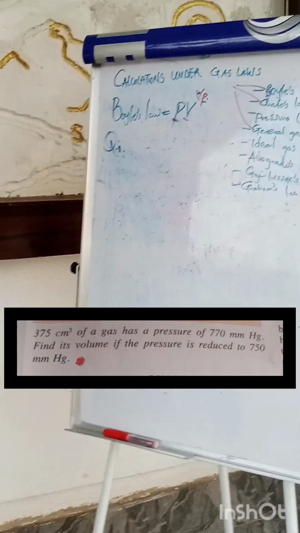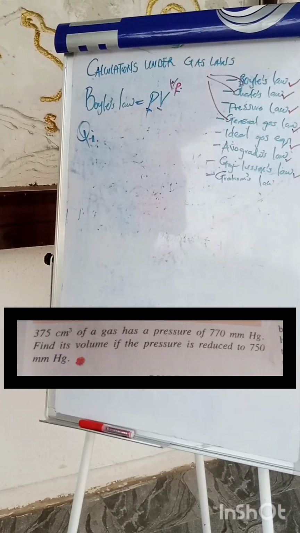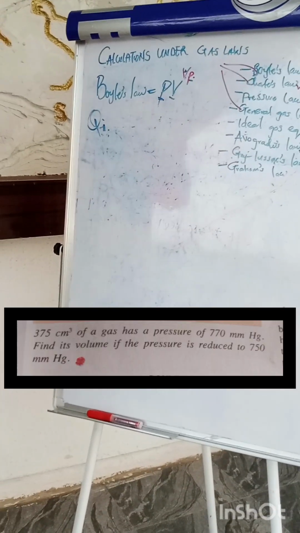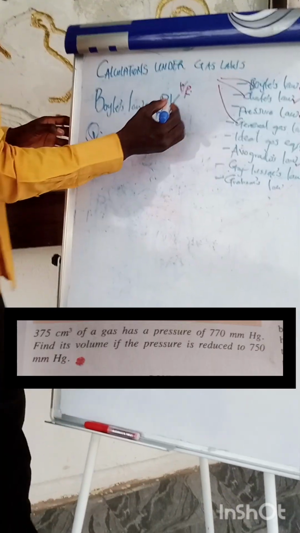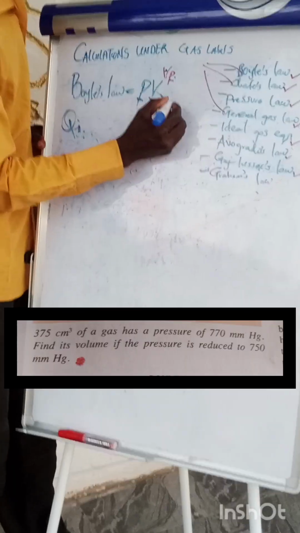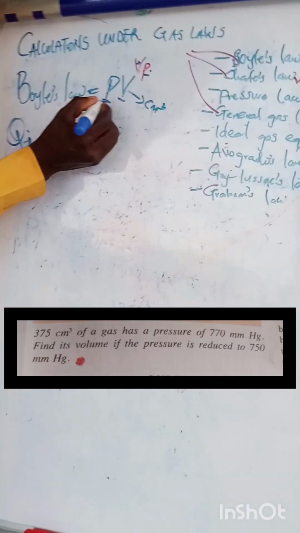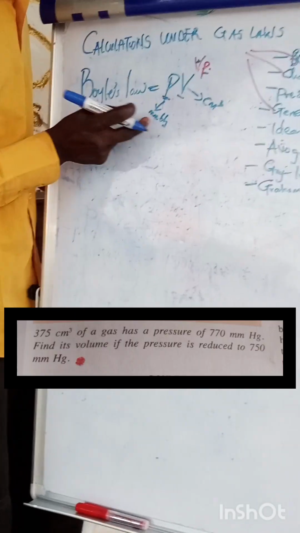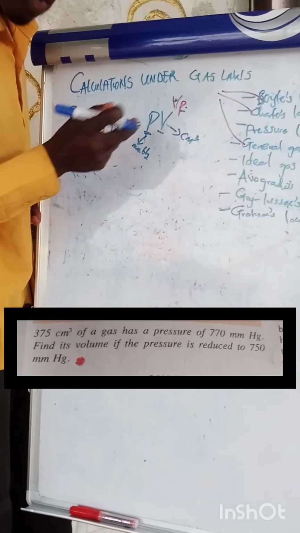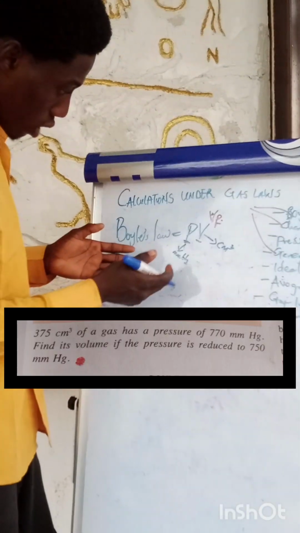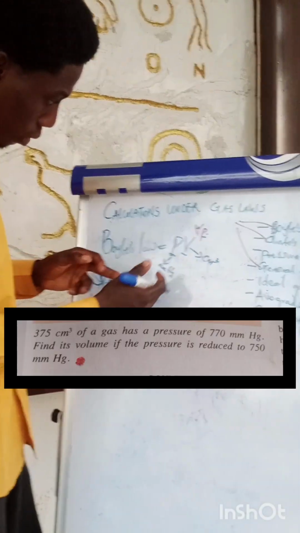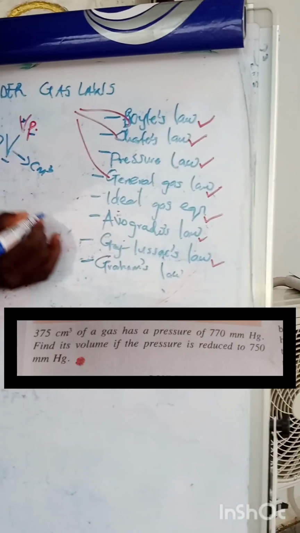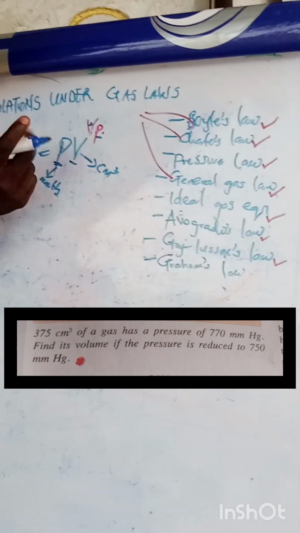It said 375 centimeter cube of a gas. And this thing you need to know, the unit of volume is what? Your centimeter cube. The unit of pressure is millimeter what? Mercury. These are things you look for inside questions so that you can know, okay, millimeter mercury, that's my pressure now. Centimeter cube, that's my volume now. If temperature is not involved here, please, because temperature is constant.